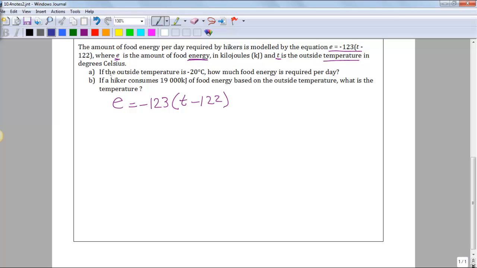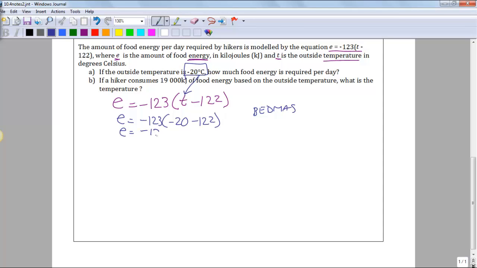A says, the outside temperature is negative 20 degrees Celsius. How much food energy is required per day? So what we're going to do is, we know the temperature. So rather than writing T, I'm just going to insert negative 20. So E is going to be negative 123 bracket negative 20 minus 122. Okay, well, this is great, right? I've got E all by itself. It's isolated. So I'm just going to go through and do BEDMAS, right? Solve what's in the brackets first.